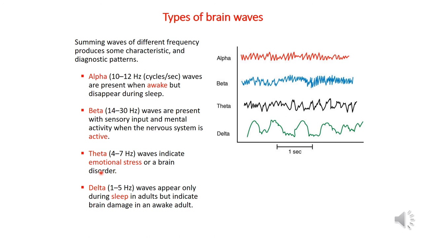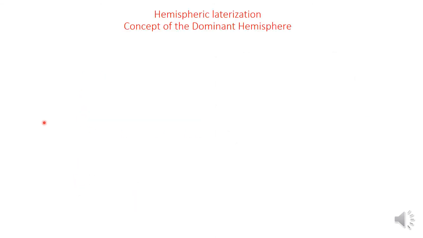Delta waves are the lowest in frequency, 1 to 5 hertz. They appear only during sleep in adults, but indicate brain damage in an awake adult. If they appear in awake adults, it indicates brain damage. Those are the four waves recorded from your brain: alpha, beta, theta, and delta, and their significance.